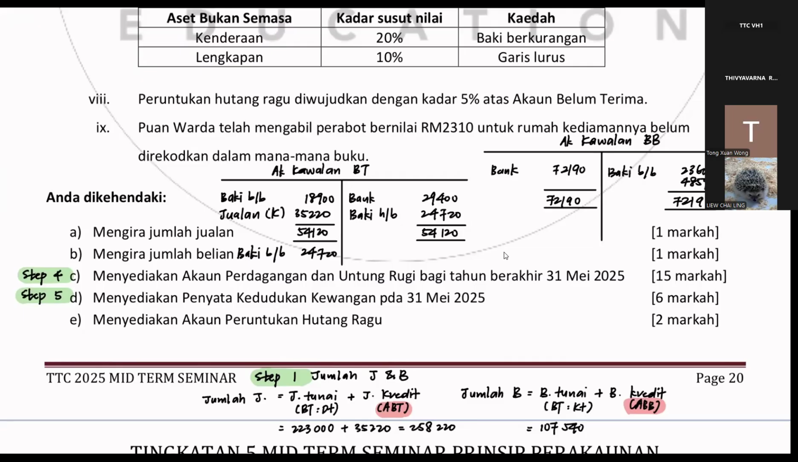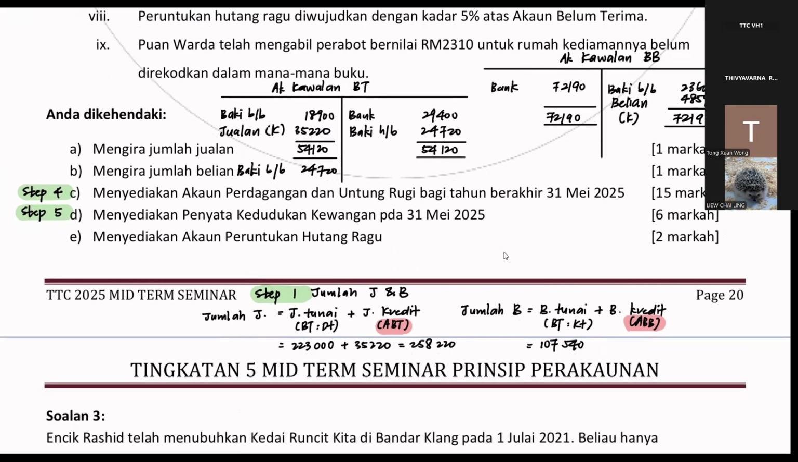It should be, yes, belian. But don't write belian credit. If you want to do your remark, make sure bracket it. Then put it into the formula to get your jumlah belian. It should be 156,130. Okay, so finally, done step 1.